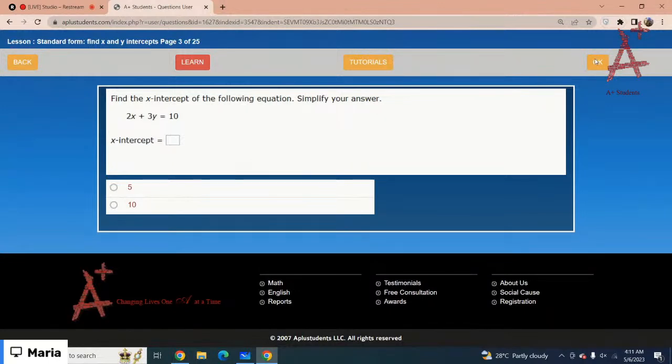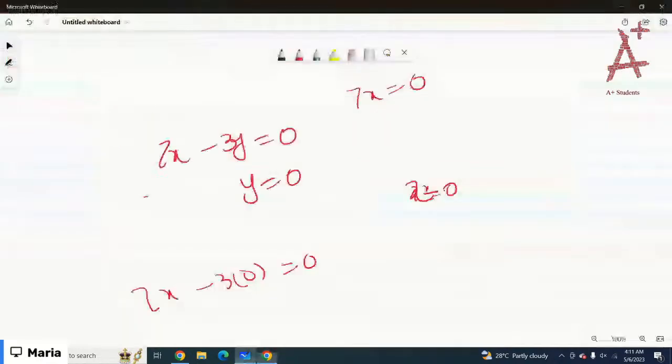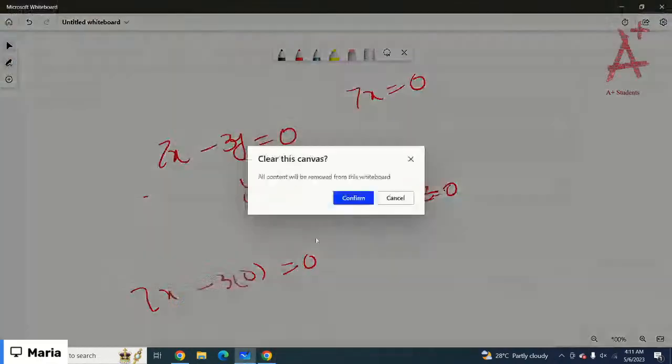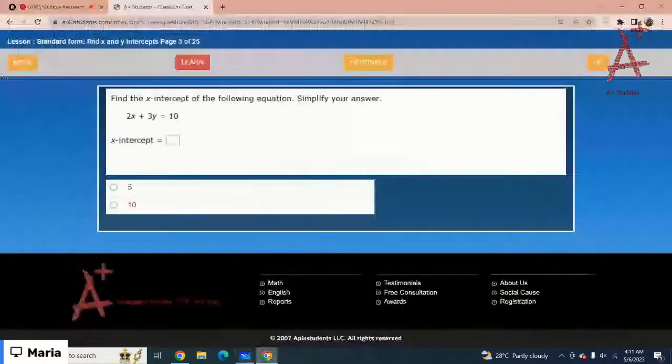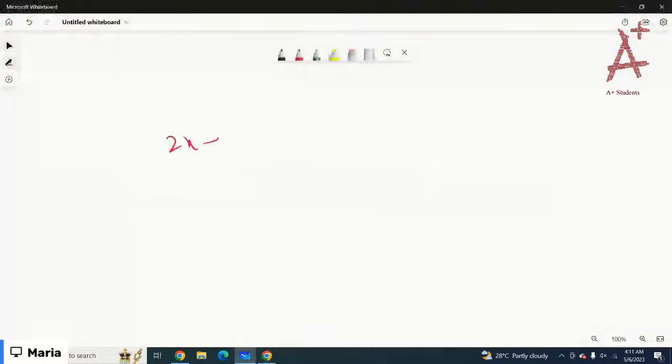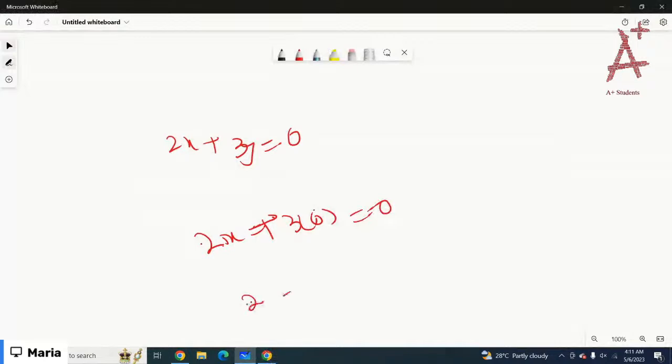Find the x-intercept of the following equation. You need to calculate the x-intercept, so you need to put y equals 0. The equation is 2x plus 3y equals 10. Put y equals 0, so it would be 2x plus 3 times 0 equals 10.